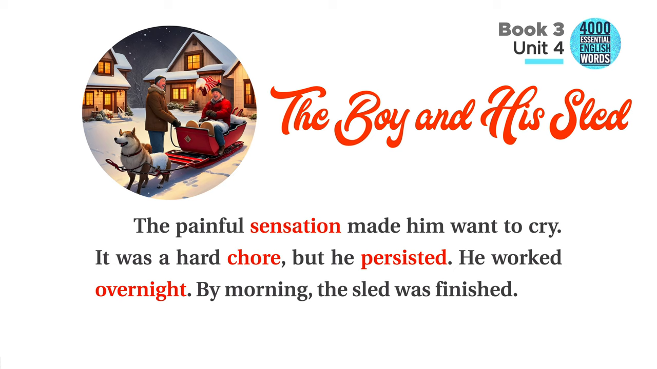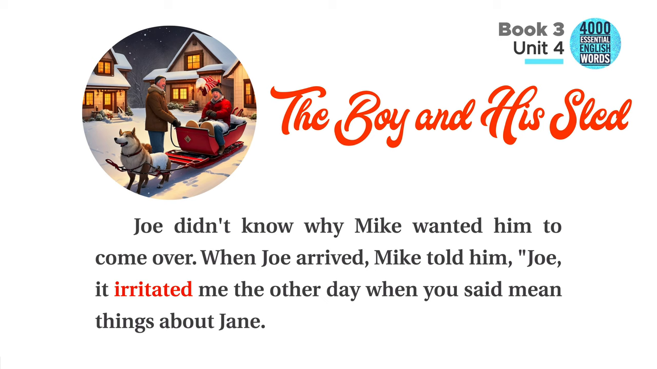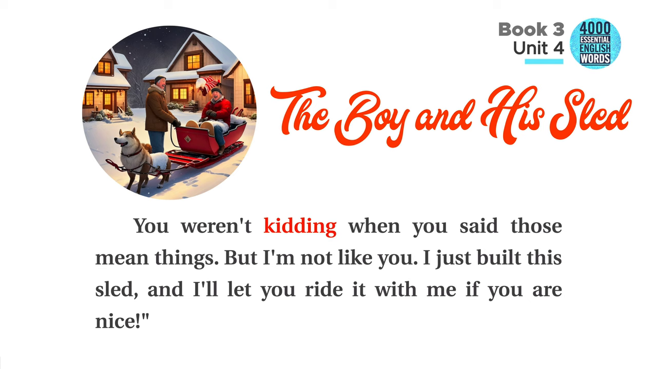Mike called Joe on the telephone. He said, "Hi, Joe. Come over to my house right away." Joe didn't know why Mike wanted him to come over. When Joe arrived, Mike told him, "Joe, it irritated me the other day when you said mean things about Jane. You weren't kidding when you said those mean things. But I'm not like you. I just built this sled, and I'll let you ride it with me if you are nice."